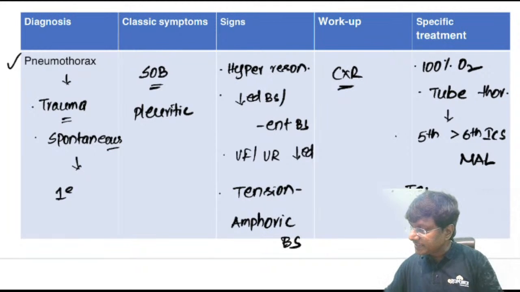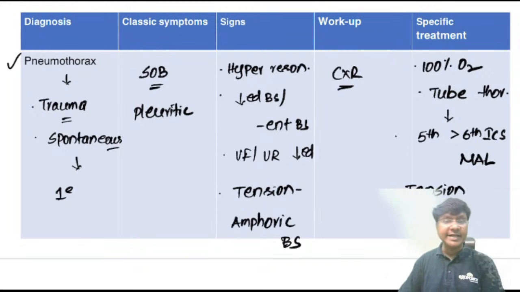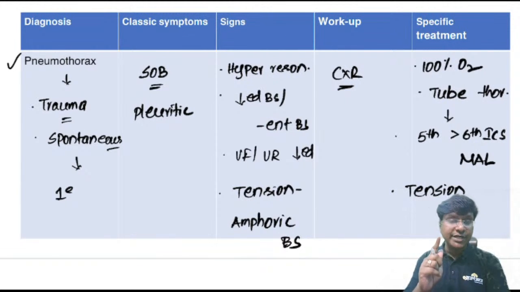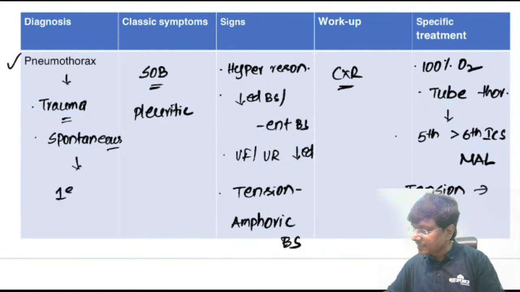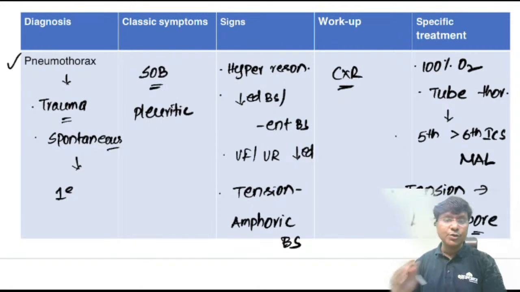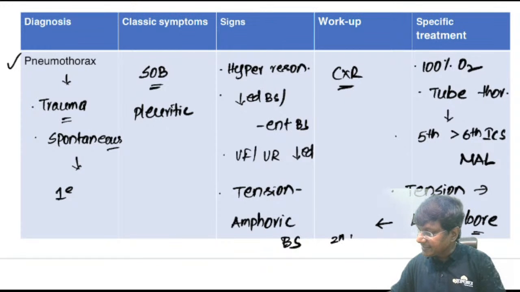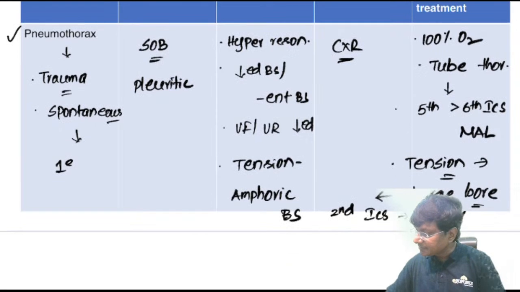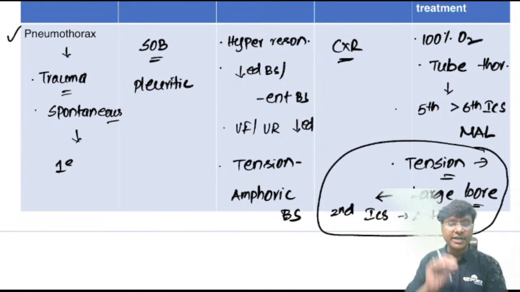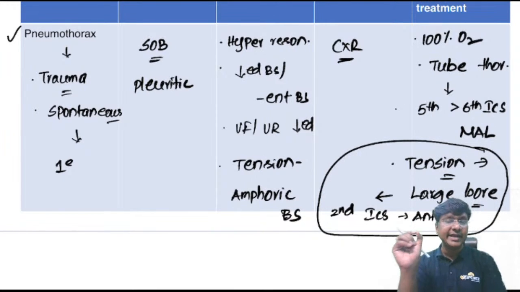Whereas, in case of tension pneumothorax, you need to do a large bore needle insertion. So where will you do this large bore needle insertion? This large bore needle insertion should be done in the second intercostal space anteriorly. Now, this will be a little controversial point, but this particular point is given in Harrison. So in which intercostal space do you need to insert this large bore needle? In the second anterior intercostal space.